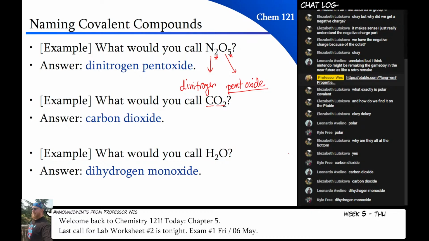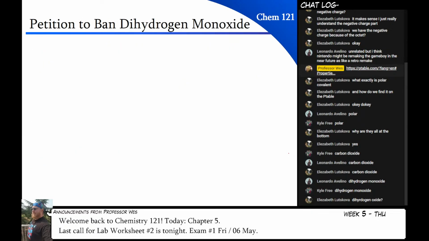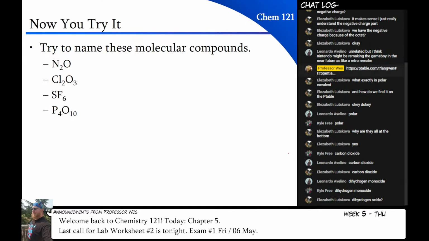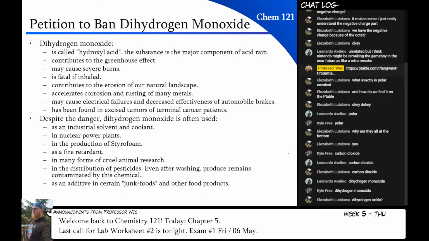Now, on the next slide, I have the petition to ban dihydrogen monoxide. This is an actual thing. If you look at all of these things here, these are all terrible, terrible sounding things, but they're all stuff that water does. Like, if you breathe with water, yeah, you will die. I wish I had more time to go over it, but we really don't.